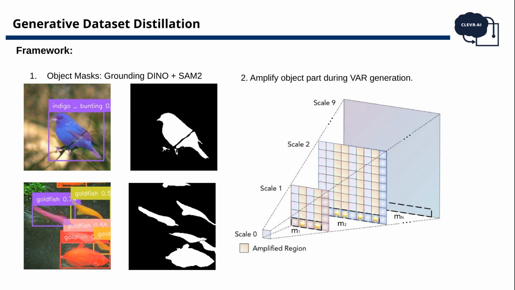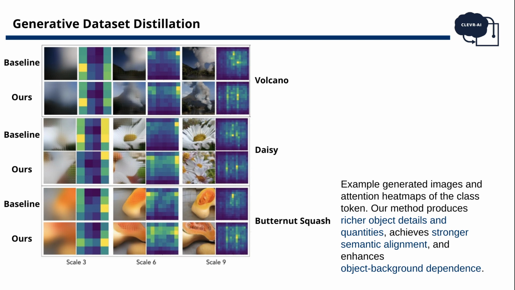First, object masks are obtained using Grounding DINO and SAM2, which provide class-relevant spatial guidance. Second, during VAR generation, HIERAMP amplifies the object regions indicated by the class token attention. The important point is that amplification is applied scale by scale, so the method can shape global structure, mid-level regions, and fine details separately. The qualitative results show the effect clearly.